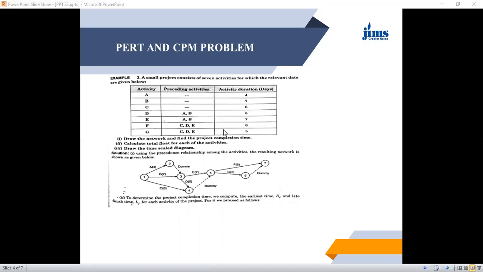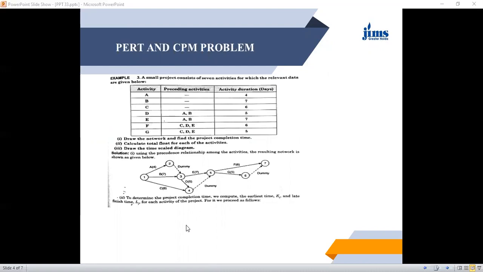So in this class, we are taking one more example and we shall calculate all these things and try to go deeper into the subject. So let us take an example in which a small project consists of 7 activities for which the relevant data is given in this table. Activities are A, B, C, D, E, F and G, and against each activity its preceding activities are given.